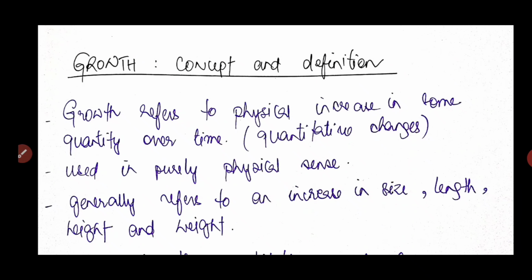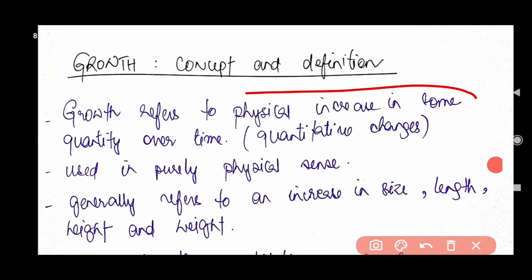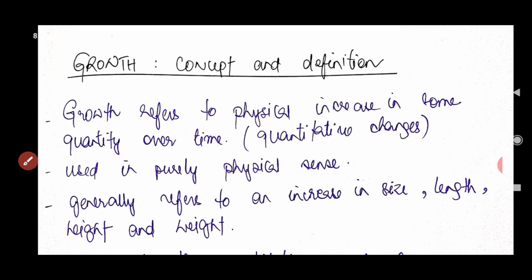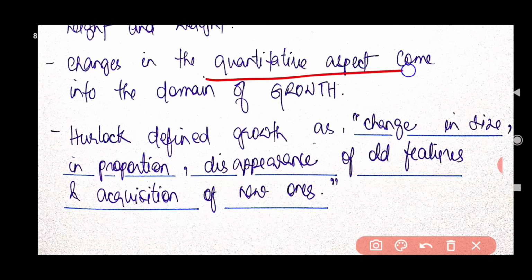So what do you mean by growth? Growth refers to physical increase in some quantity over time. So the quantitative changes that take place in the individual over a period of time is called growth. And it is used in purely physical sense, not mental, not emotional. It is purely physical. It generally refers to an increase in size, length, height, and weight. Changes in the quantitative aspect come into the domain of growth.